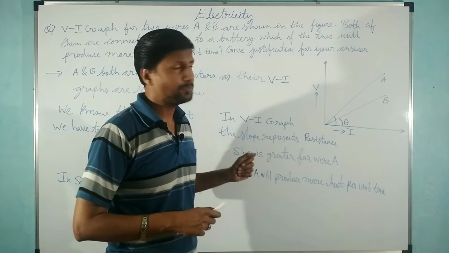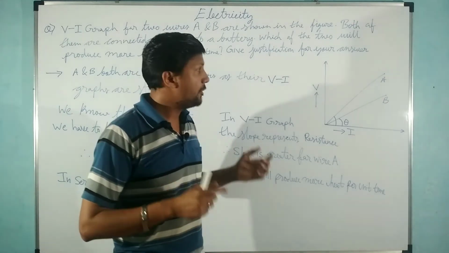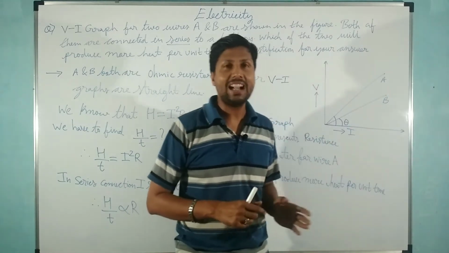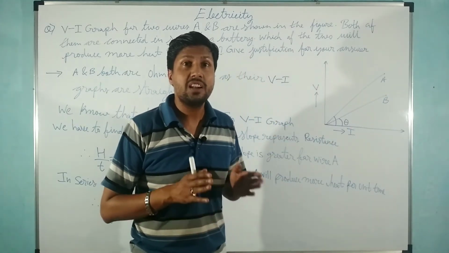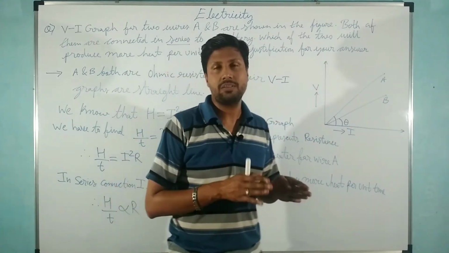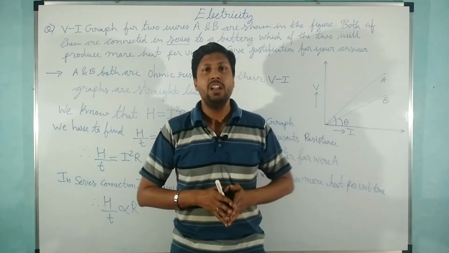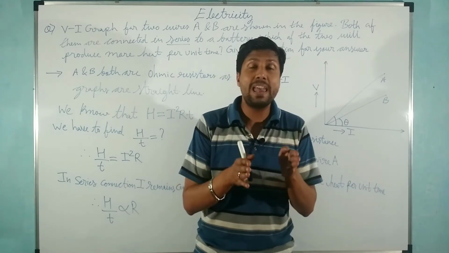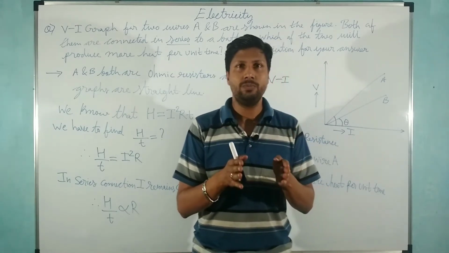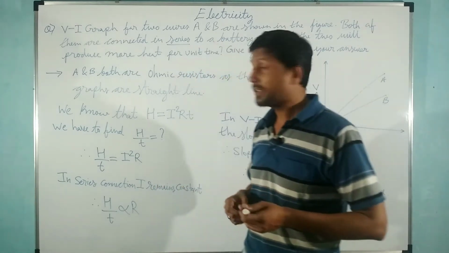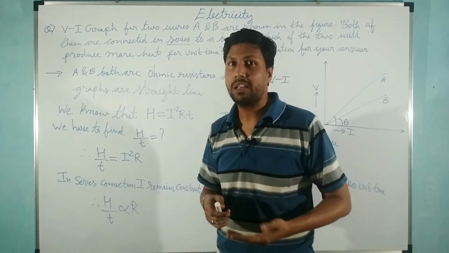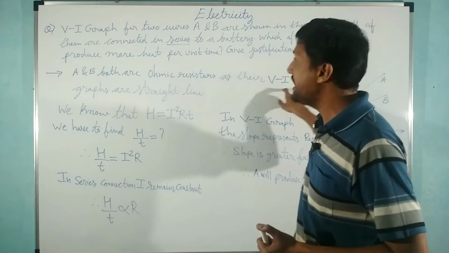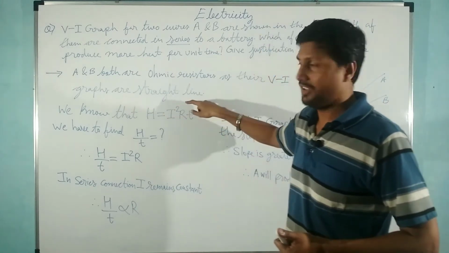Now dear friends, what we know is that in a VI graph, a straight line represents that the given resistor is an ohmic resistor. What is an ohmic resistor? The ohmic resistor is a type of resistor which obeys Ohm's law. So that is the first line, an extra piece of information from my side to you. That is, A and B both are ohmic resistors as their VI graphs are straight lines.